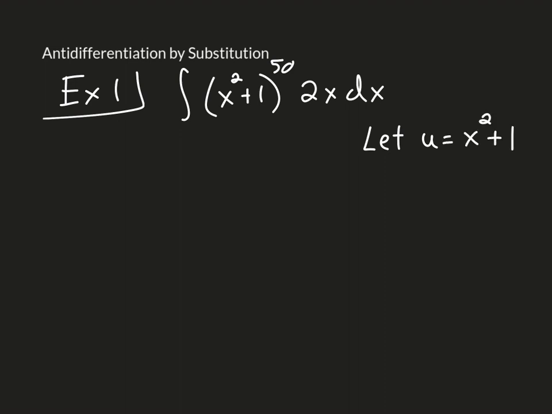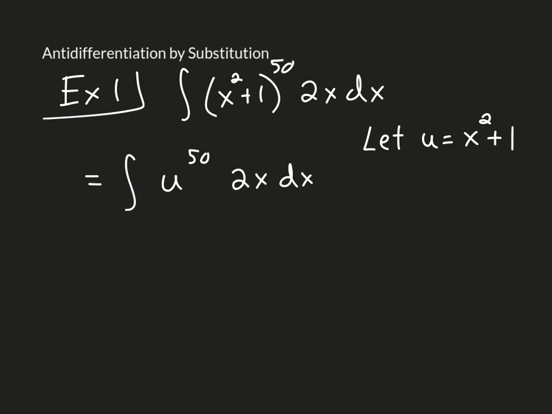I'm going to define a variable u to stand for x squared plus 1, and I'll talk about why I chose to do that on the next slide. I'm going to substitute u into my integrand. So now I have the integral of u to the 50th power times 2x dx.